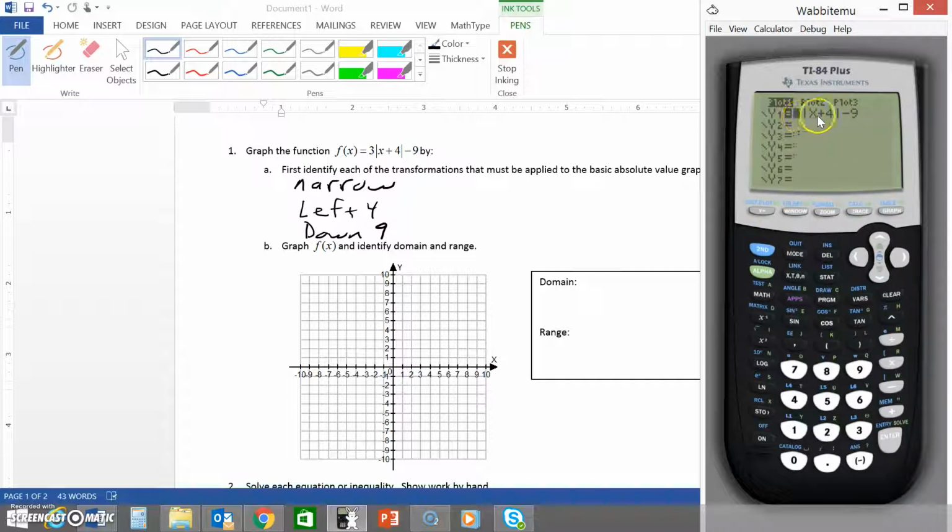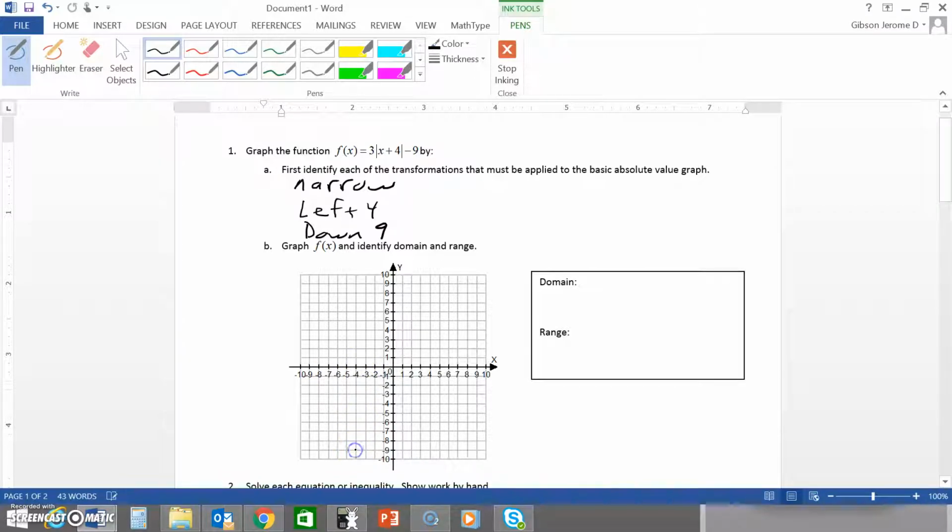If we put y equals 3 times the absolute value of x plus 4 minus 9, and we press the graph key, you notice how the V shape is. It's from -4, -9. So I cannot draw it really well with this online pen, but you get the picture.